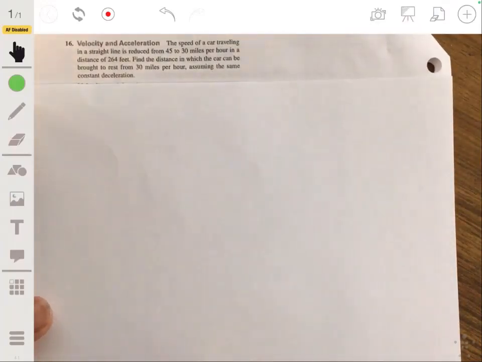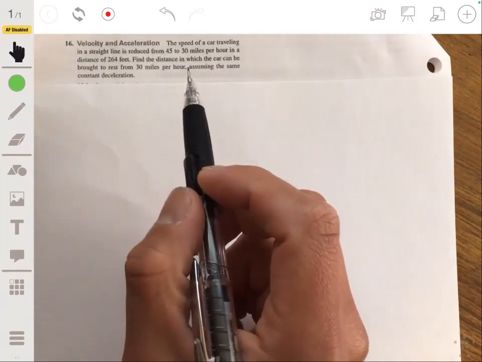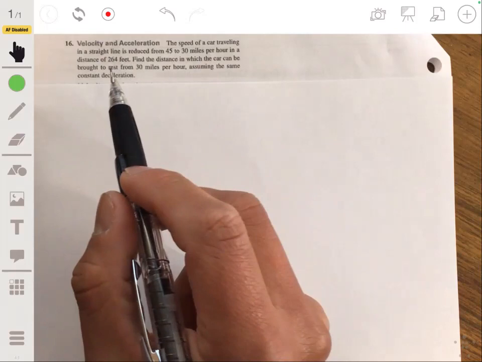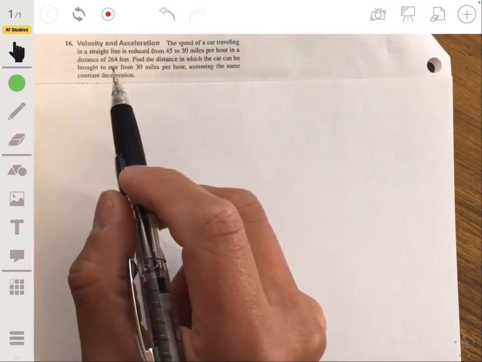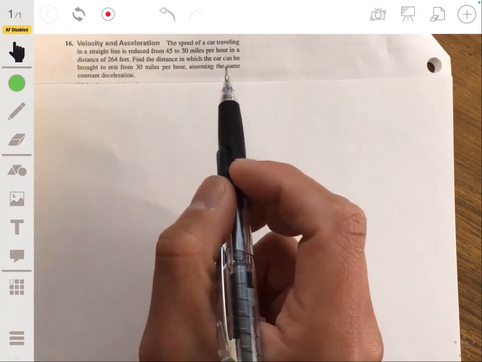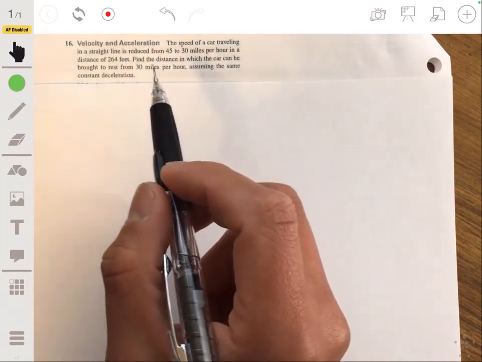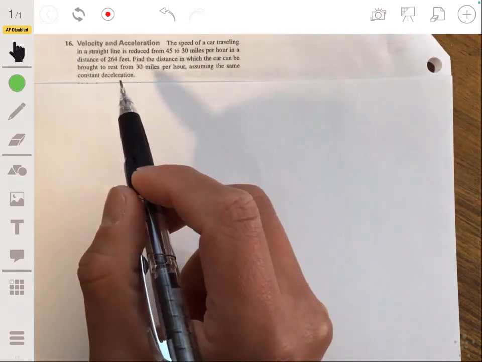Okay, so here we have a problem dealing with velocity and acceleration, and we're told that the speed of a car traveling in a straight line is reduced from 45 to 30 miles per hour in a distance of 264 feet. So we want to find the distance in which the car can be brought to rest from 30 miles per hour, assuming the same constant deceleration.